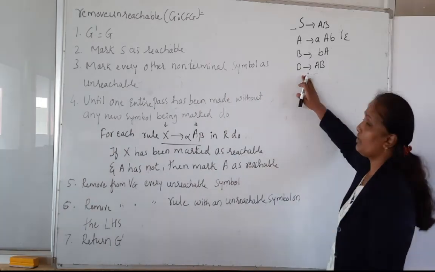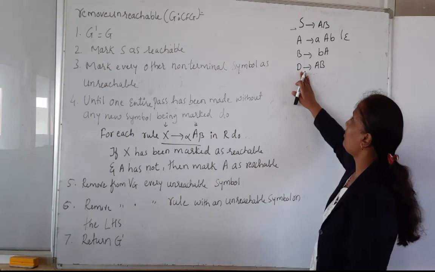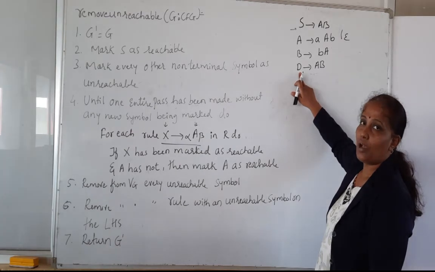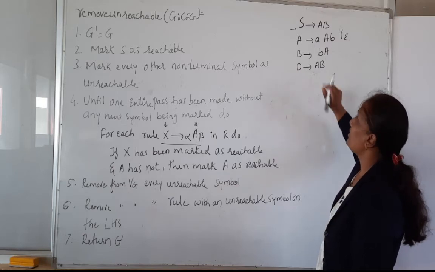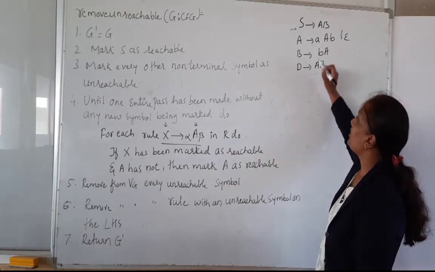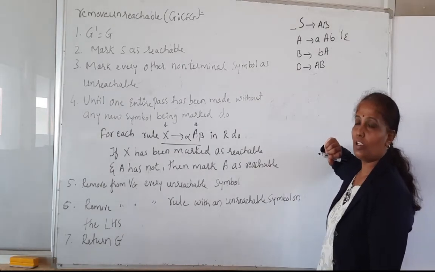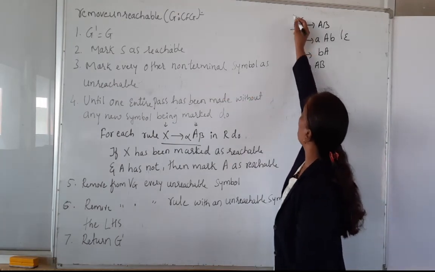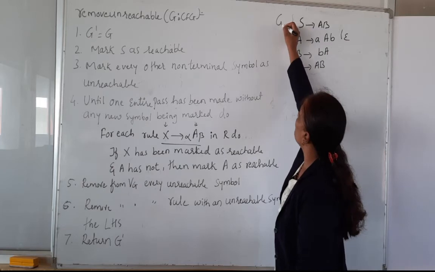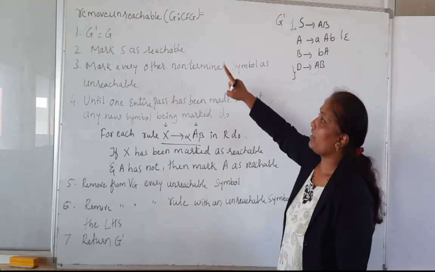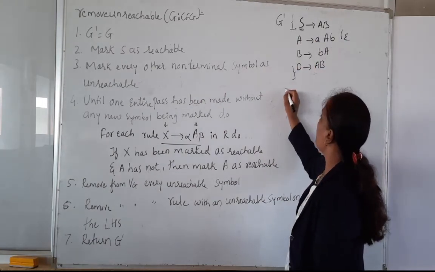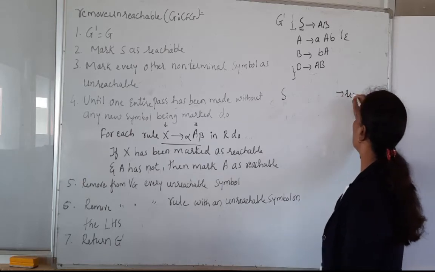So I have considered the previous example only. This is the grammar, the first example I had considered. This is the grammar which I got after applying the unproductive algorithm. So at the end I got this grammar. Now I am checking for unreachable symbols in the grammar. So I will apply the algorithm. According to the first step of the algorithm, this grammar becomes G dash now. Next, mark S as reachable. So what is the start symbol? What is the first symbol of the grammar? Here it is S. So I am going to mark S as a reachable symbol.